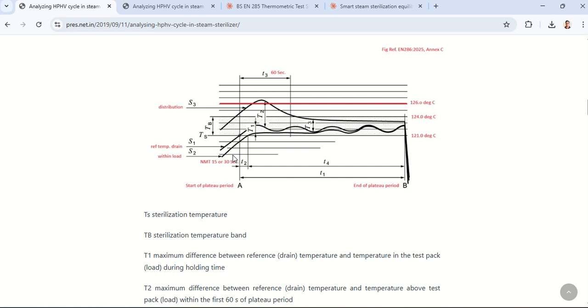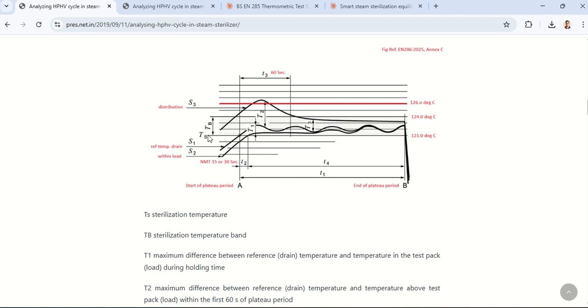If I talk about this graph, just look very carefully. I mentioned the numbers here. 121 degrees is your set temperature. It doesn't mean you need to set your temperature as 121; it's only for representation. I just kept it for your understanding. Imagine your exposure set temperature is 121, then your bandwidth is set plus 3, which means 124, and this is 126. I will come to why I have written this 126 as well.